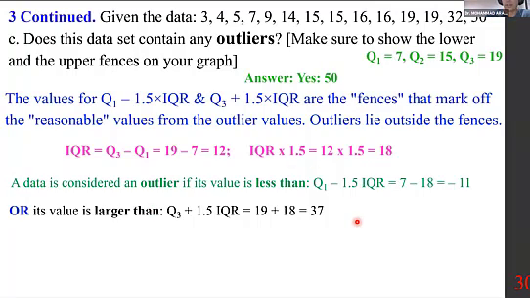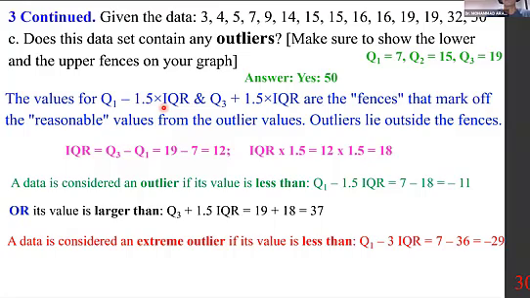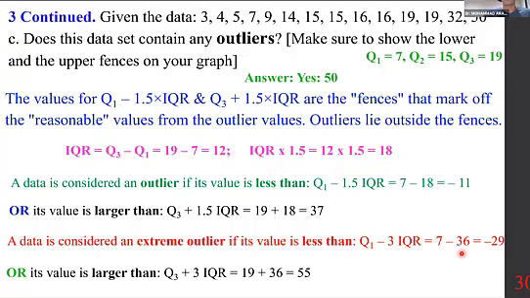Sometimes they are also interested in an extreme outlier, where they use, instead of 1.5 times IQR, 3 times IQR, in case anybody is interested. Q sub 1 minus 3 times IQR, which means 3 times 12 equals 36. So 7 minus 36 makes it minus 29, and 19 plus 36 is 55. And as you can see, we don't have an extreme outlier because the largest number is 50.